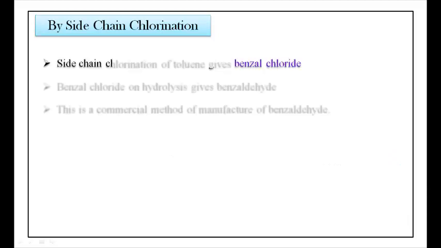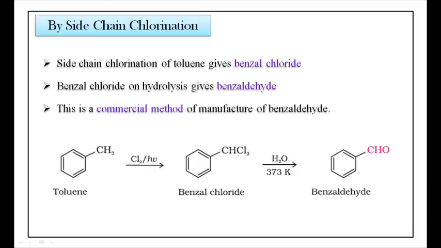Similarly, toluene can also be converted into benzaldehyde by side chain chlorination. When toluene is chlorinated in the presence of light, two hydrogen atoms of the methyl group bonded to the benzene ring are replaced by chlorine atoms. This is a substitution reaction which results in benzyl chloride. This benzyl chloride on hydrolysis can produce benzaldehyde. This is actually the commercial method used for the manufacture of benzaldehyde.